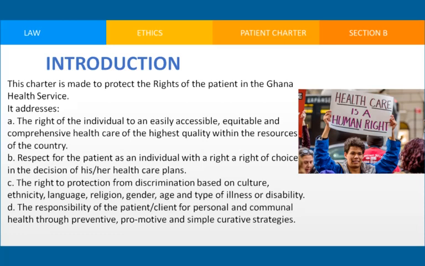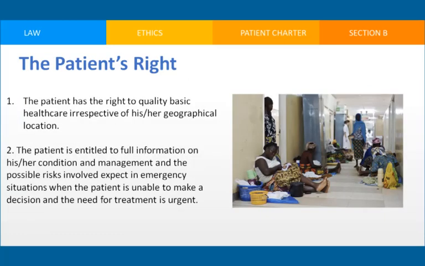And the last one, the responsibility of the patient or client for personal and communal health through preventive, promotive, and simple curative strategies. In the patient charter too, the patient has a duty to ensure that whatever health condition they have, if it is communicable like COVID, the patient covers their nose, stays indoors and isolates themselves so that they don't spread the disease among other people. So these are the four main key issues that the patient charter is going to address. Now, without wasting much time, let's go straight to the rights of the patient.